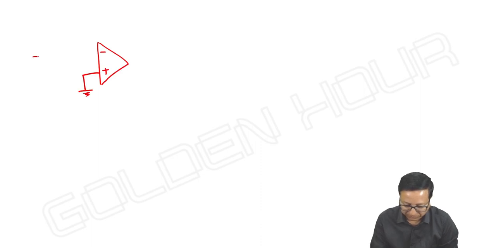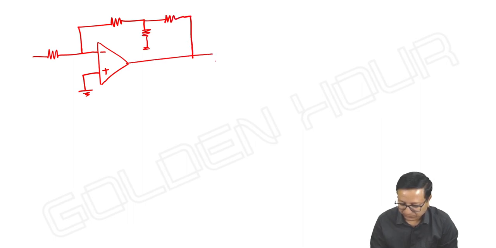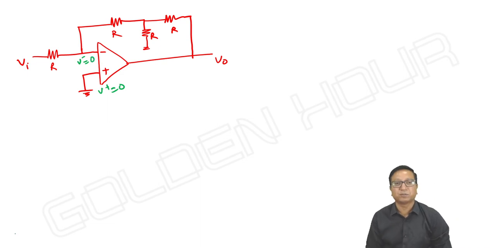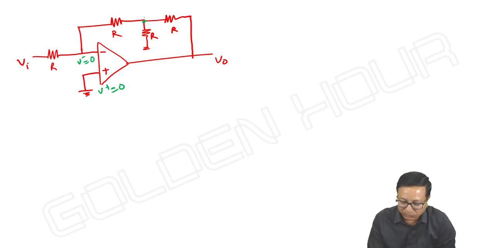Minus, plus, output, R, VI, R and R. Due to virtual short, V plus is equal to 0 and V minus is equal to V plus, which is equal to 0 due to virtual short. We know. Let me take this voltage as Vx. Anything we can write it, or Va. Okay, then apply.